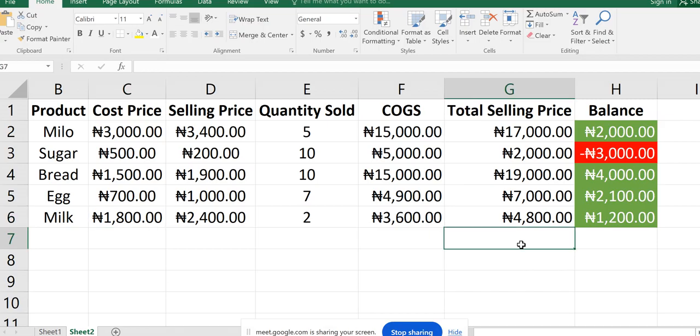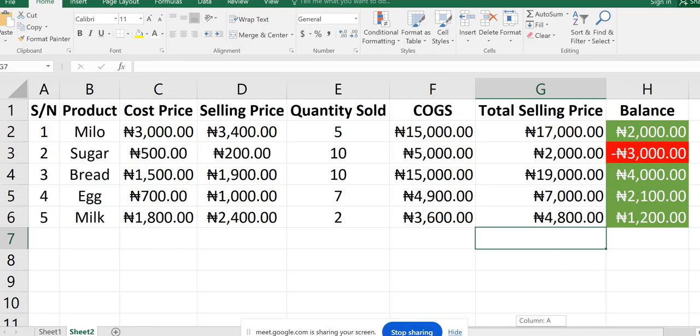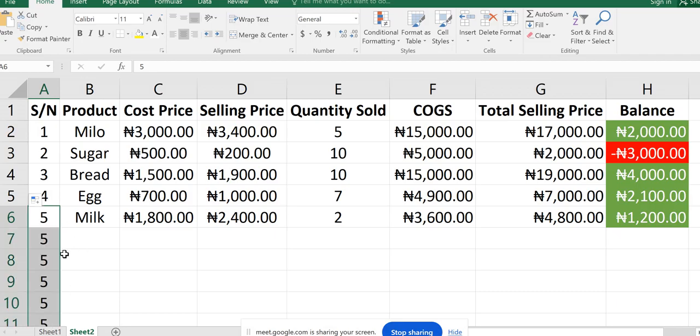So now, quick one. Let me just do the last topic for today, which is data validation. Now, let's say, for example, that company, they still want to insert a lot of things, and they are only selling Milo, sugar, bread, egg, and milk. That's the only thing they sell. Instead of you typing again, what can you do?